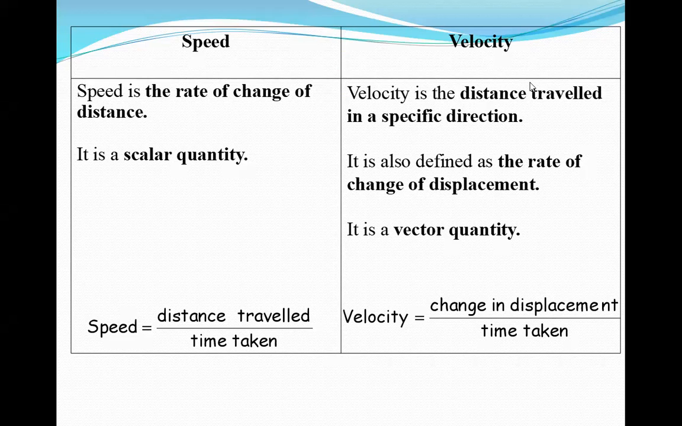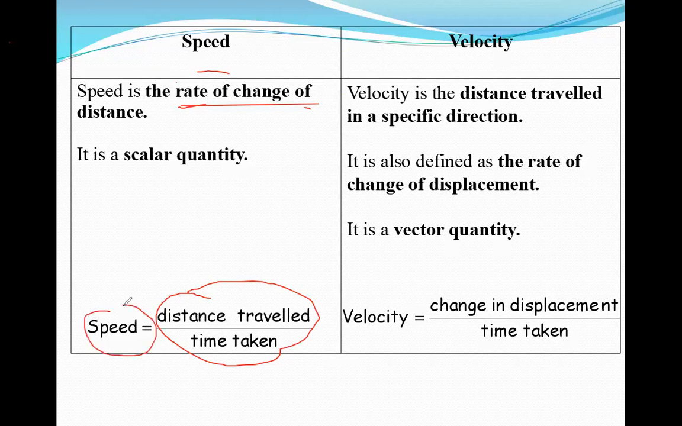Now come to the speed. Speed means the rate of change of distance. The rate of change of distance means distance divided by time. The distance traveled divided by the time taken is called speed.